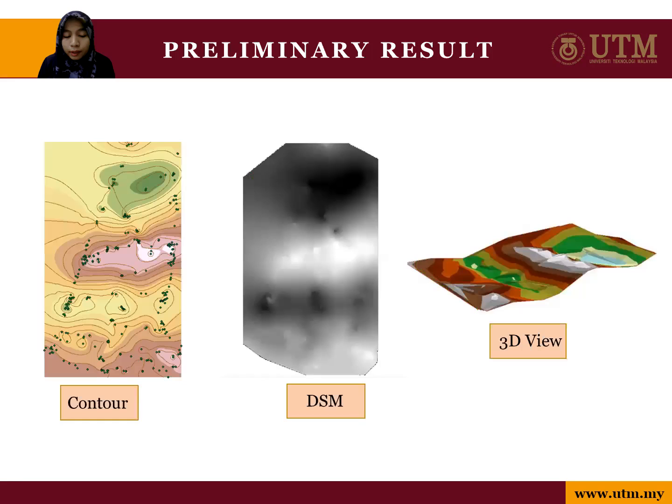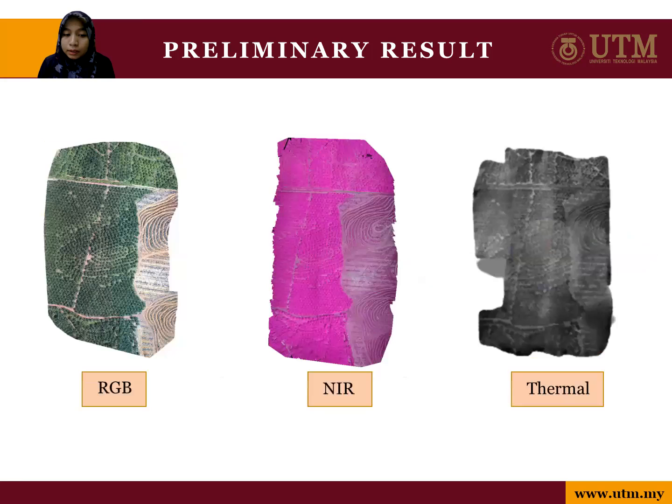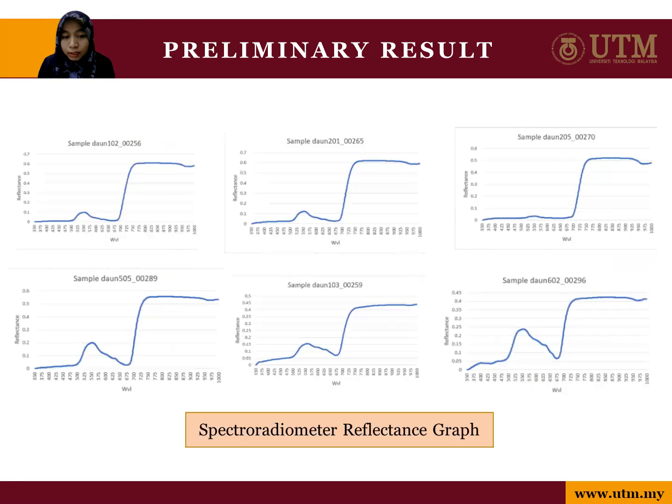For preliminary results, there are contour, DSM, and 3D view that have been processed by using ArcGIS and ArcScene. This is the preliminary result for RGB, near infrared and thermal orthophoto that have been processed by using Pix4D and ArcGIS, PhotoScan. Lastly, this is the preliminary result for the spectroradiometer reflectance graph by using Excel.